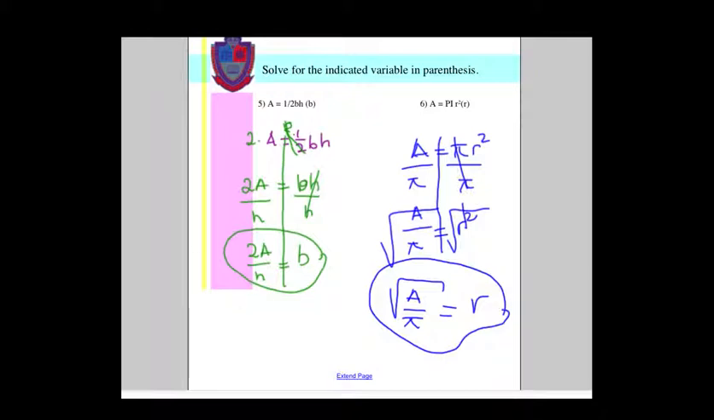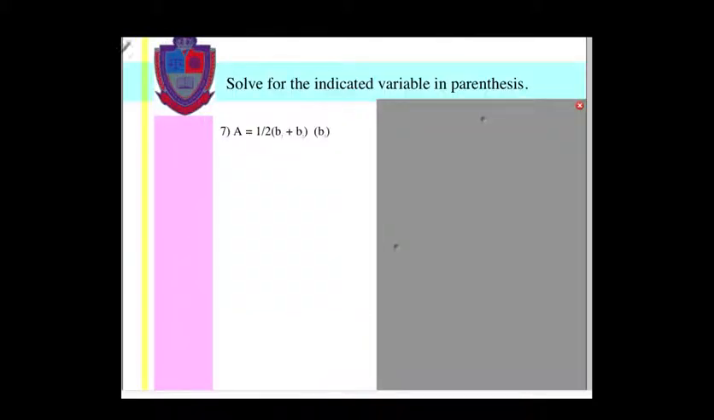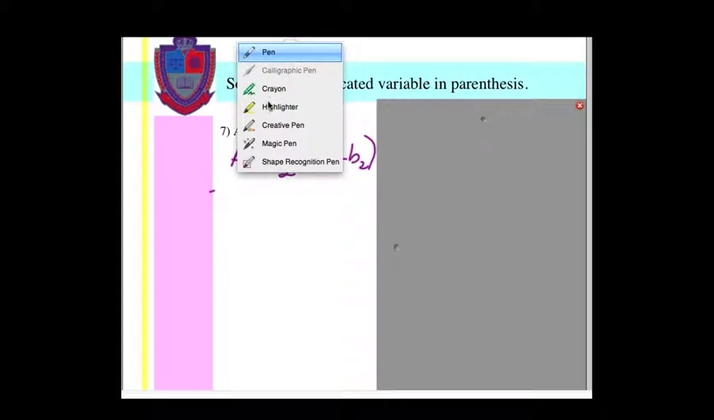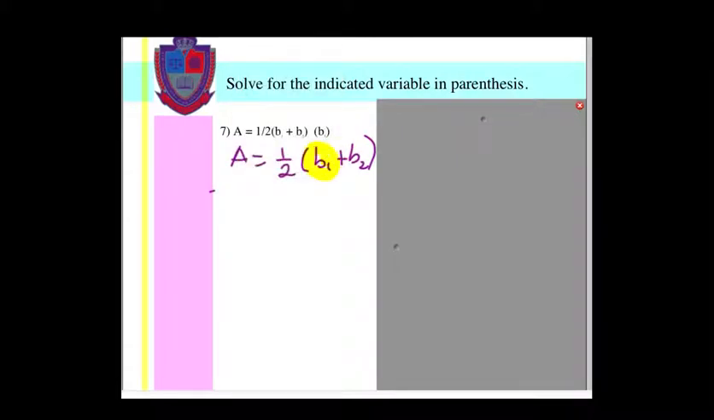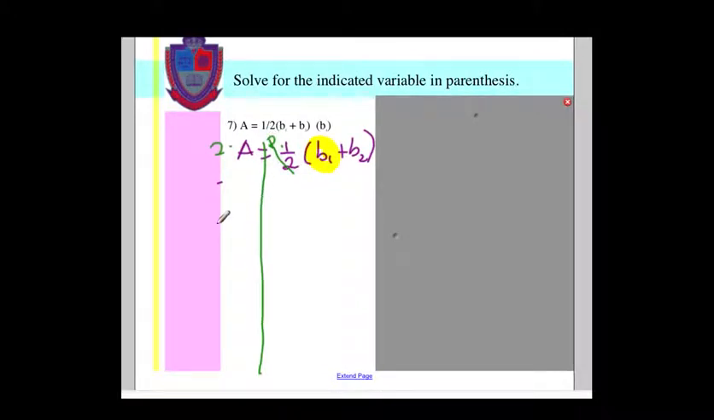Good. So let's see one more example before I let you try one by yourself. So we have A is equal to half b1 plus b2. And I want to solve for that highlighted right there. So remember again, we said that every time we have a denominator, that's the first thing I want to get rid of. Denominators are dividing, so I need to do the opposite. These 2's cancel. 2a is equal to, let's see here.